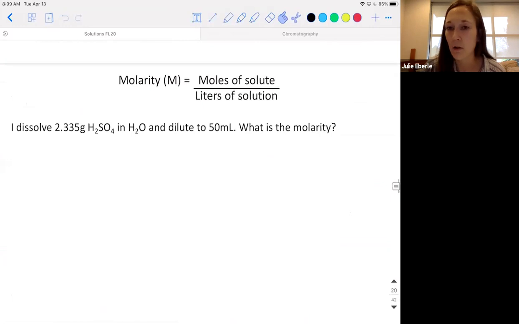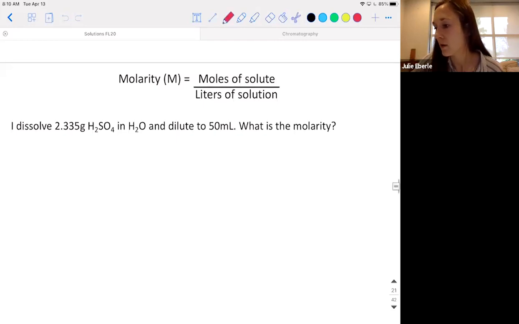We're going to solve one on molarity, just as a quick review before we move on to any new content. So remember, molarity is abbreviated with a capital M: moles of solute divided by liters of solution. And here's the problem. If you dissolve 2.335 grams of H2SO4, that is sulfuric acid, and dilute it to 50 mLs, what's the molarity?